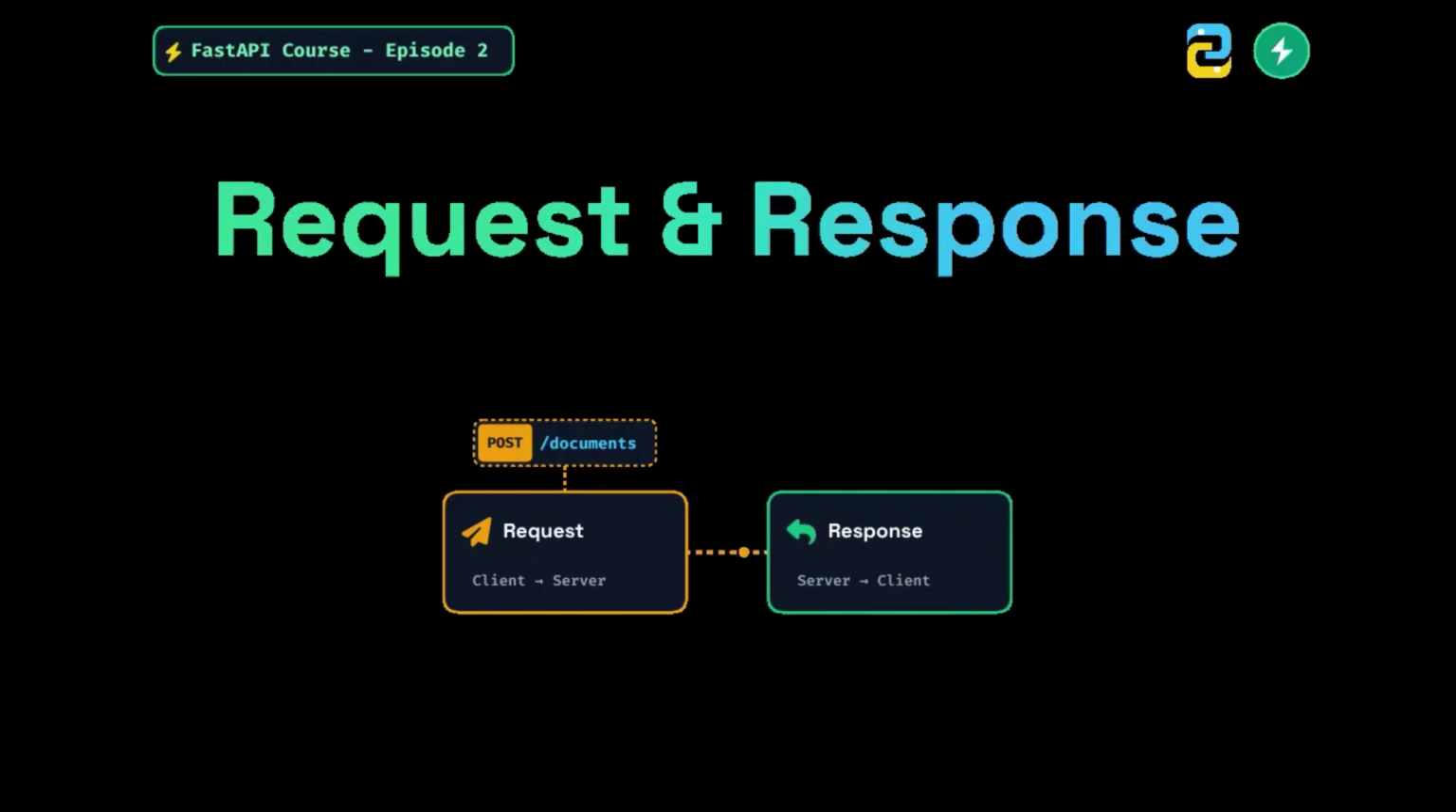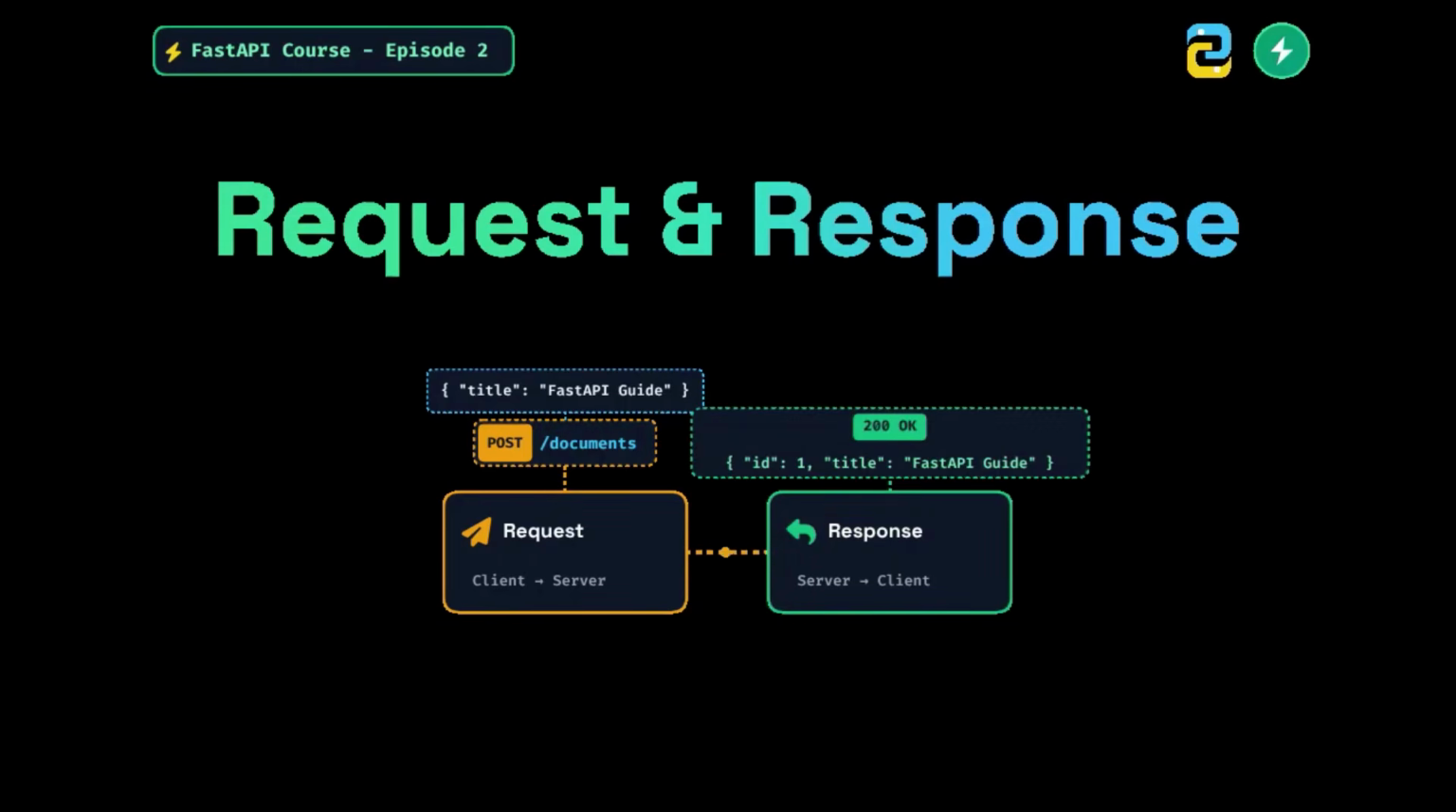We could have an endpoint like this: POST /documents. The POST tells the server what kind of operation we are performing, and /documents identifies the resource we are working with. Then the client may send this JSON body. The server processes the request and may return a JSON response like {"id": 1, "title": "FastAPI Guide"}. Notice something important here. The client does not need to know how the server stores the document. It only needs to understand the API contract. That separation is extremely useful when building larger systems.